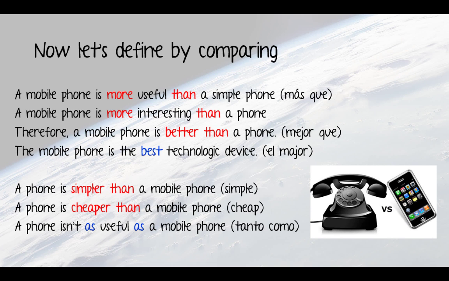A phone isn't as useful as a mobile phone. Un teléfono no es tan útil como un teléfono móvil, ¿ya? As useful as. Entonces, aquí vimos varias formas de comparar. 4 vimos. More than. Simpler o cheaper, que es usando entonces un adjetivo y agregándole una ER al final, si te fijas, o una R. Y as. Tranqui, si algo te parece extraño, lo vamos a ver con más ejemplos.